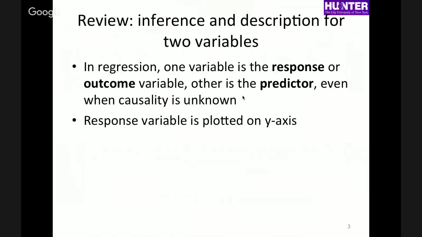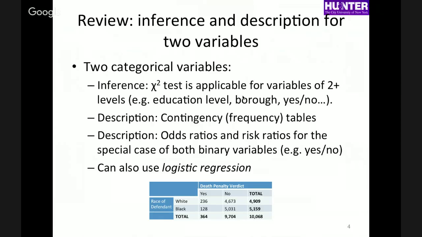You'll recall that in regression, we talk about a response variable or an outcome variable, and also predictor variables or independent variables. We do this even when causality is unknown for observational data, but this is terminology that describes how you are setting up your regression equation, where your response variable, the one that you're going to consider to be dependent, or the one that is predicted by the independent predictors, is on your y-axis.